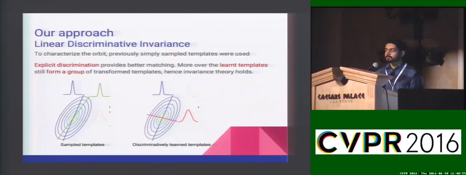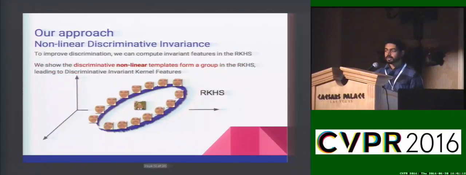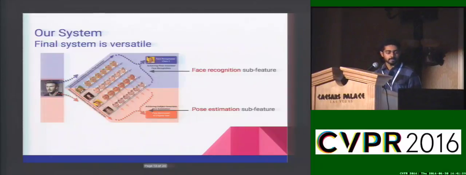But to characterize the orbit, previous work simply used sample templates, which is basic. For example, for face recognition, they would just use faces. But we find that, not surprisingly, explicit discrimination provides better matching. Moreover, the learned templates also form a group, and hence group invariance theory does hold. We also find that we can do this in the kernel space, and this is a main theoretical contribution. We show that discriminative non-linear templates also form a group in the RKHS, which leads to the method of discriminative invariant kernel features.